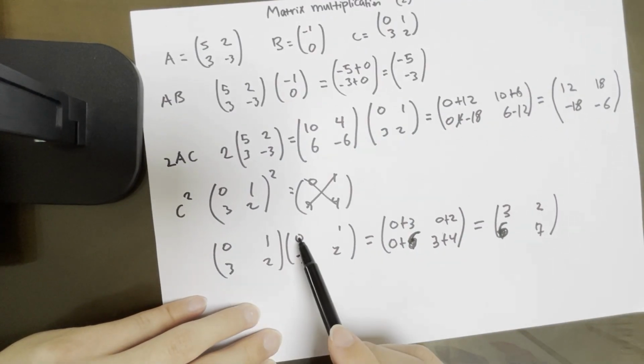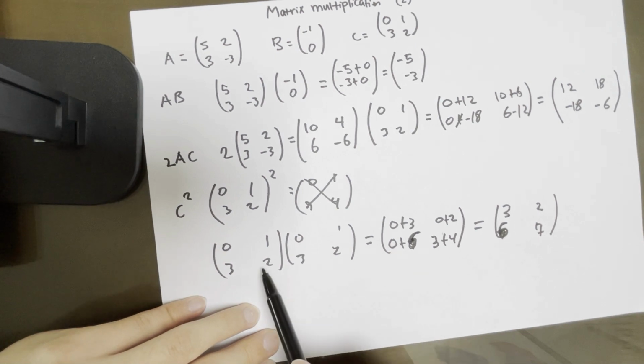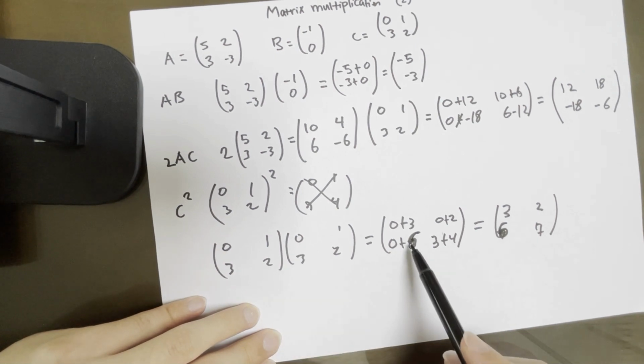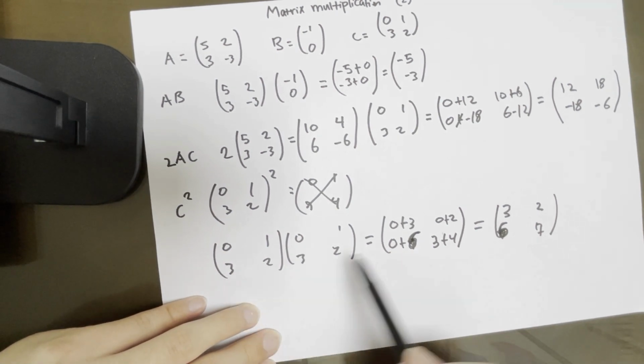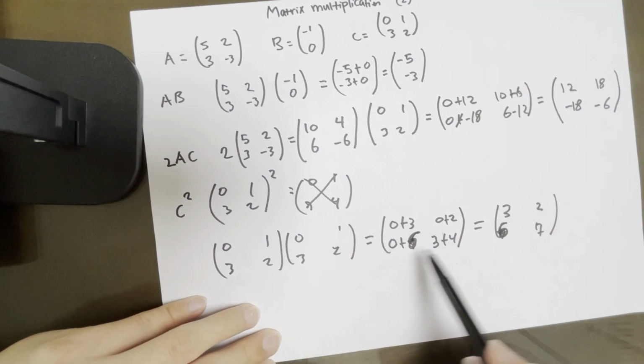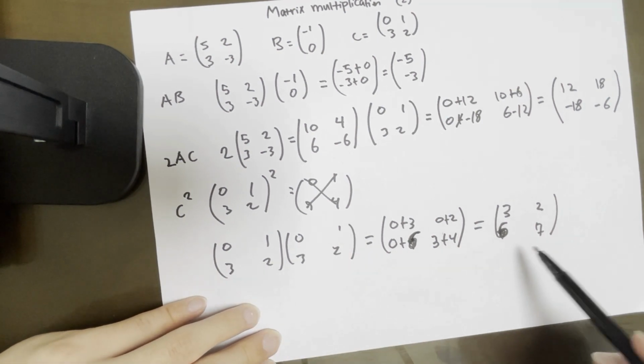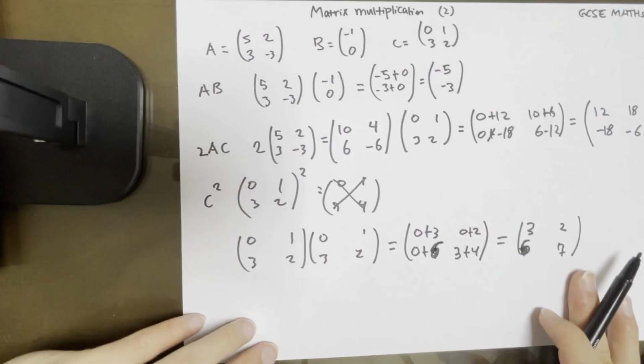I did 3 times 0, giving us 0. But I should have done 2 times 3, giving us 6. Not 3 times 3. I think I did 3 times 3 by mistake. 3 times 1 gives us 3. 2 times 2 gives us 4. And simplify. 3, 2, 6, 7. Okay.